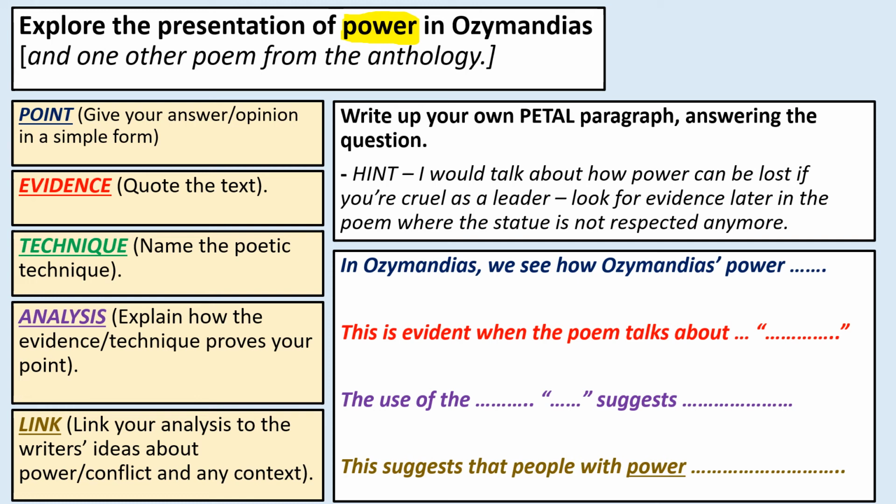And again, talk about how this suggests that people with power may well, if they're too cruel at that point, they could end up losing it all. And that's kind of a lesson of this poem. Don't be cruel, be supportive. But either way, choose the evidence that you want to, phrase it how you would like. This is just there to help you. So pause the video now and just have a go at this paragraph. Should take you about 10 minutes or so.